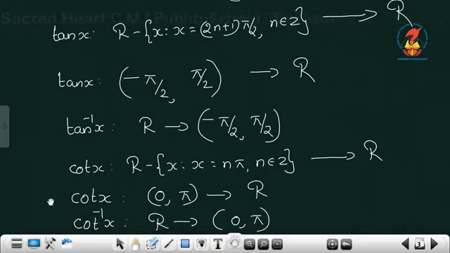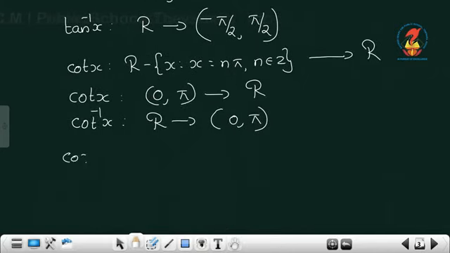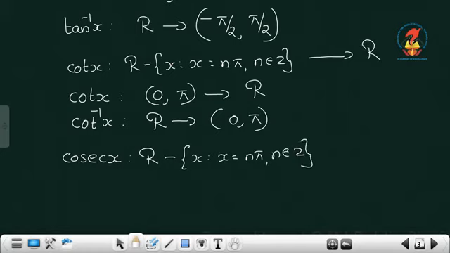Now the next function is cosec inverse. Cosec inverse x or cosec x. What is the domain of cosec x? Cosec x is R minus, cosec means 1 by sine, so multiples of n pi that you have to subtract. So the set of all x such that x is equal to n pi, where n belongs to Z. That is the domain, and the range is R minus the open interval minus 1, 1.